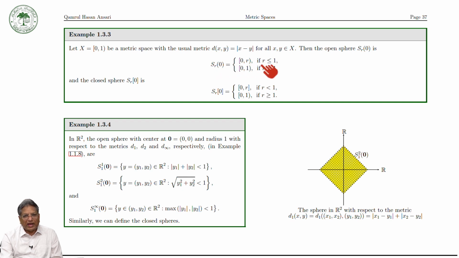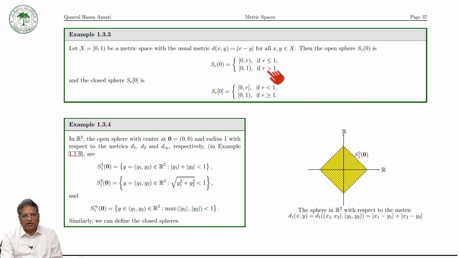So if we take the center at 0 and radius r, then the open sphere is equal to the interval from 0 to r when r is less than or equal to 1, and it is equal to the whole space if r is greater than 1. Similarly we can define the closed sphere. The closed sphere is the closed interval 0 to r if r is strictly less than 1, and the whole space if r is greater than or equal to 1. Keep in mind, in one case r is less than or equal to 1, and in the other r is strictly less than 1.